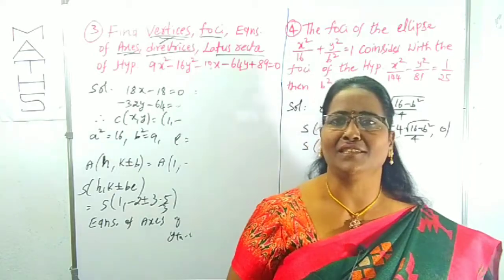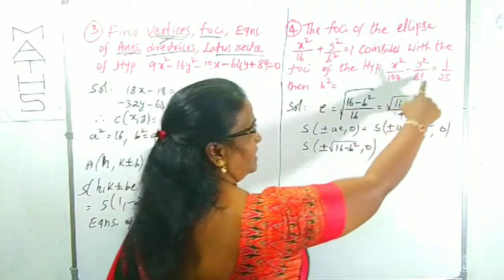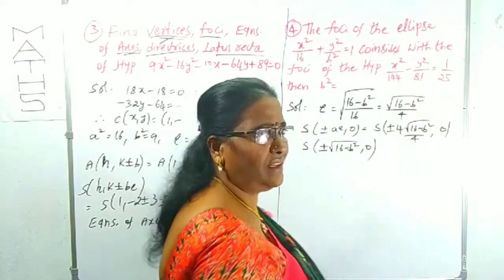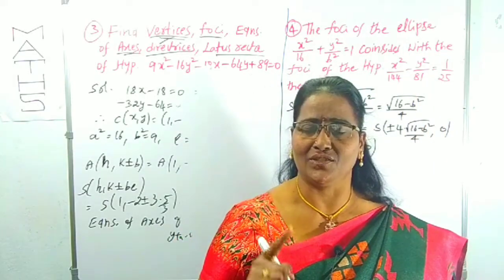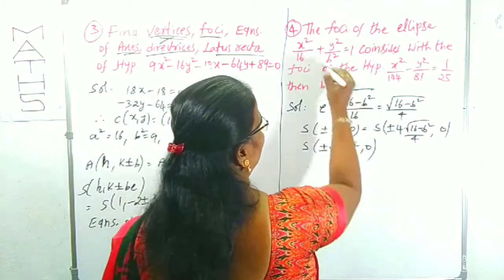In the same way, we can find the foci of the hyperbola. We can recognize this hyperbola clearly. This is positive, which means it will be a transverse hyperbola. Now this is with respect to 1.